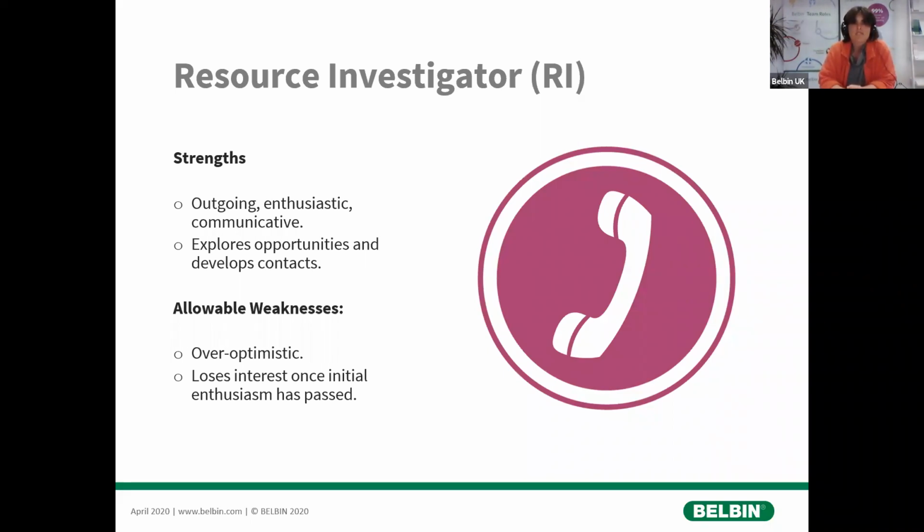Whilst the plant is quite happy to sit by themselves and just sit in their head coming up with different ideas, the resource investigator went out of the team. They saw what other people were doing. They brought in external influences, external ideas. They left no stone unturned, and they found treasure in unexpected spots. Now, sometimes these resource investigators were too optimistic. They got bored ever so easily, but that was okay. They'd done what they needed to do. They delivered their idea, their creativity, to the team.